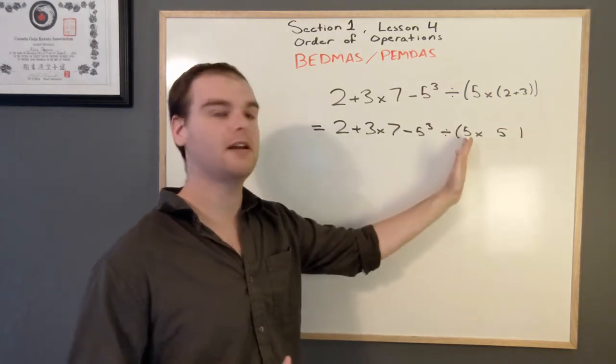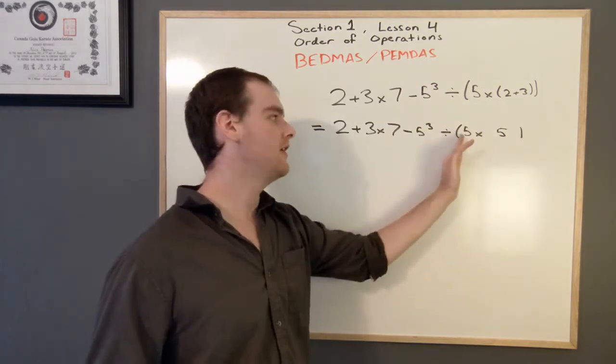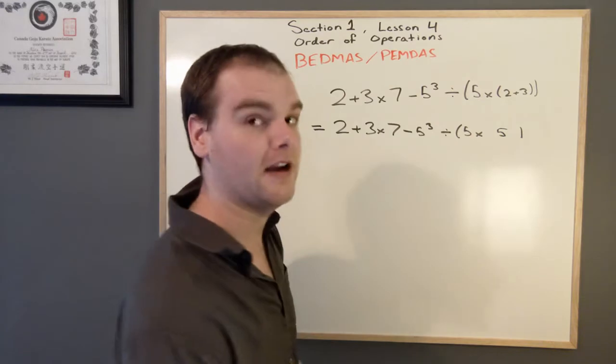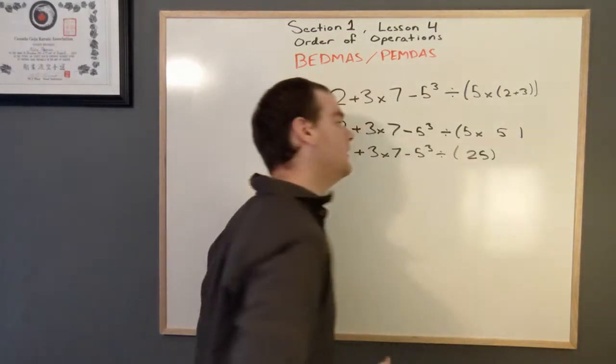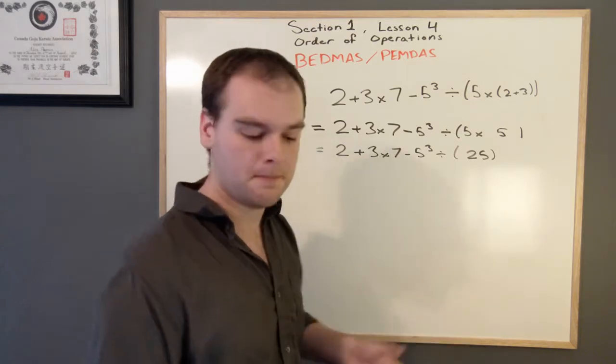So we go back to the beginning and we say, okay, any more exponents? There isn't any. Any multiplication or division? There is one. So 5 times 5, that's 25. And there's no more operations inside the brackets, so we can drop them.